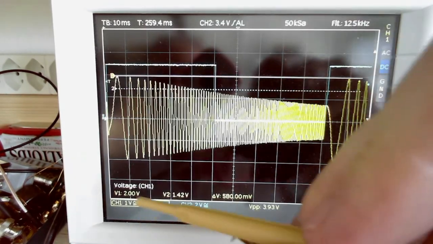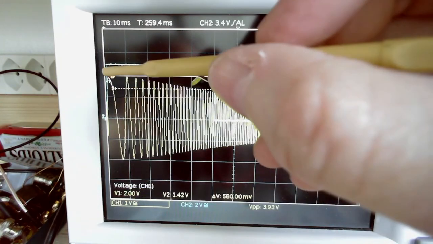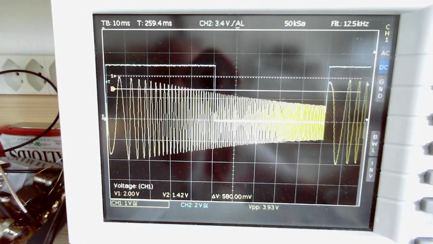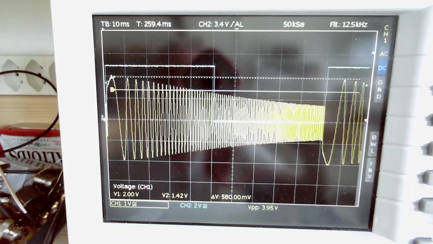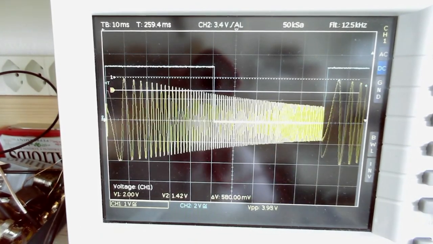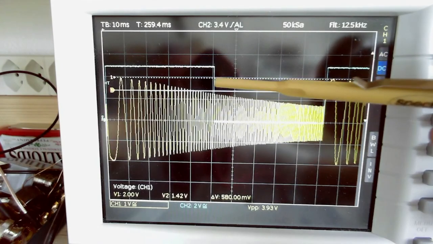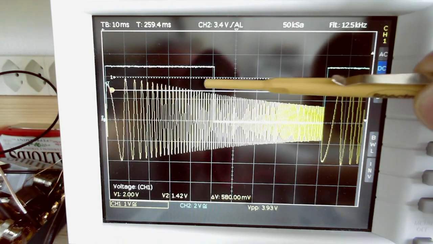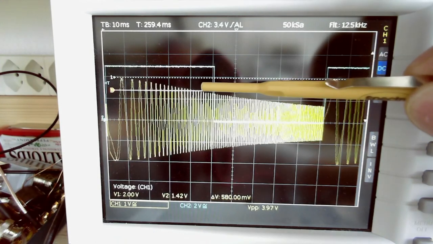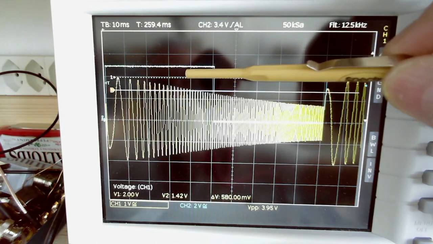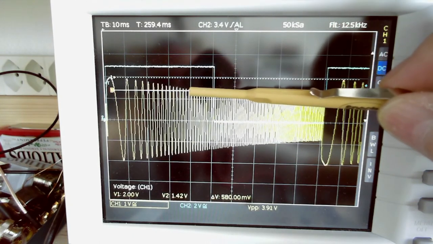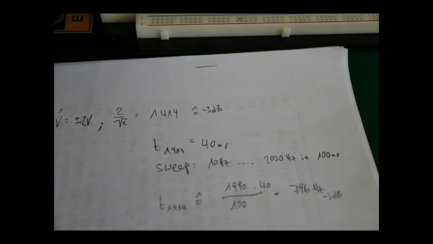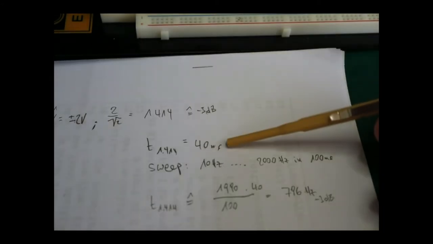And what you see is the cursor one is at 2 volts. That's this cursor here. And the cursor two, that's this one here, is at 1.42 volts. That's 2 volts divided by square root of 2. So that's the 3 dB point. And you see the 3 dB point is somewhere here. So that's 1, 2, 3, 4. It's pretty exactly at 4 divisions. We have 4 divisions, that's 40 milliseconds.